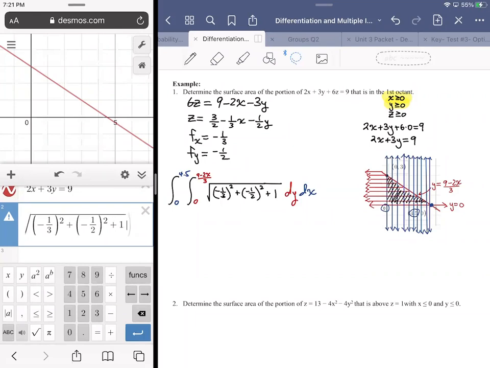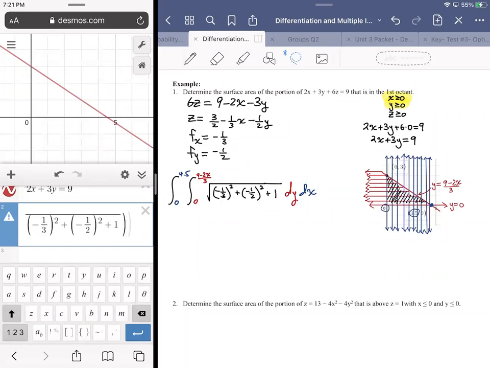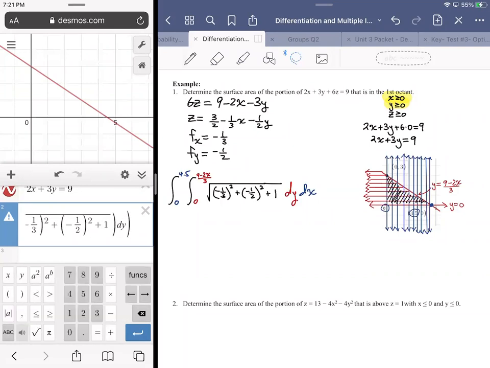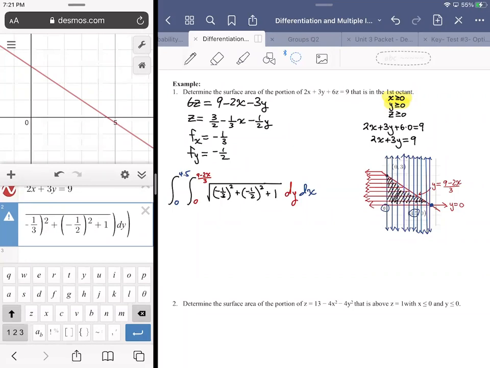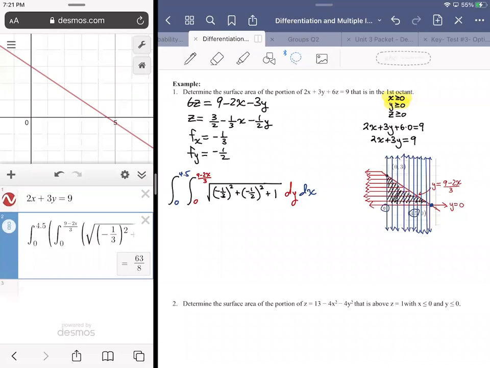Close it up. This part is a dy. Close it up, and a dx, and I already know. I'm such a pessimist. Oh, it gave an answer. Is it the right one? Come on, 63. Oh yeah, that's the right answer.